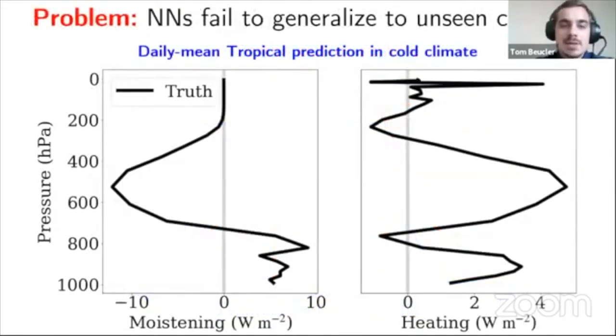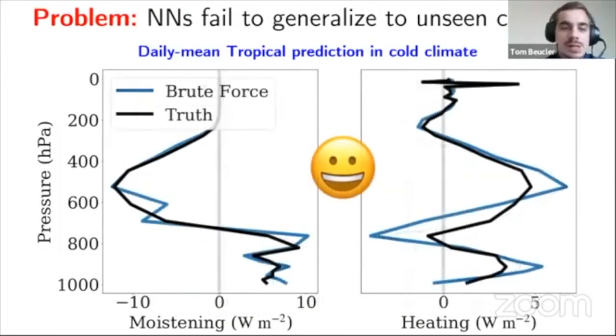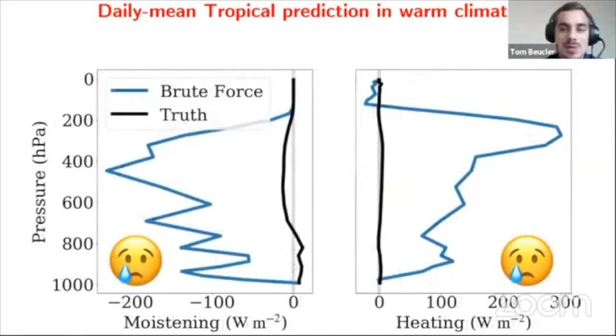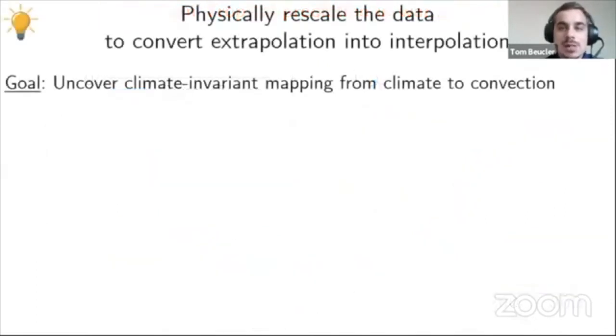So taking a daily mean tropical prediction in the cold climate, the first condition is to check that a neural network is a good fit. So it is a decent fit in the cold reference climate. And now we look at the deep tropics of a warm climate. It's now 8 Kelvin warmer and it fails even more miserably. And our goal is going to be to help the network, give it physical information so that it can generalize better to this warm climate.